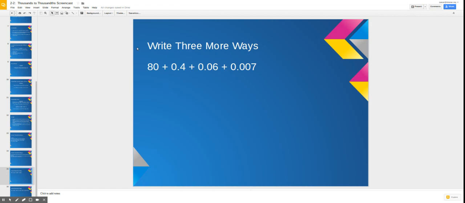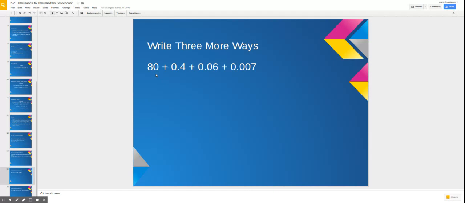Let's try one more. Here we are given the number to write 3 more ways. I see that I have some numbers added together. I know that there's 2 different methods that involve adding numbers together.